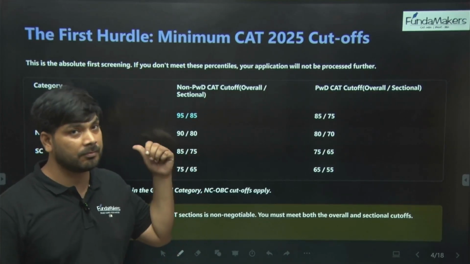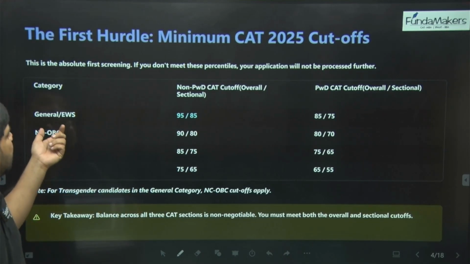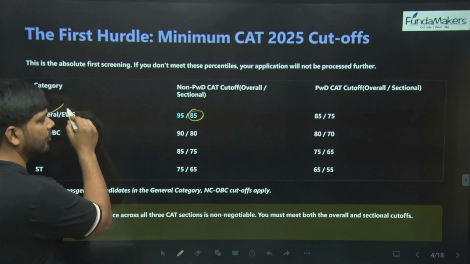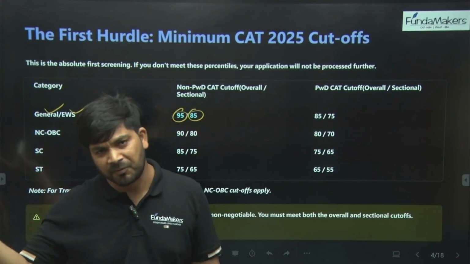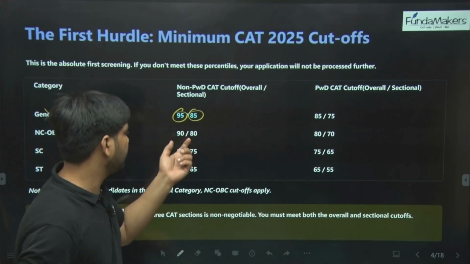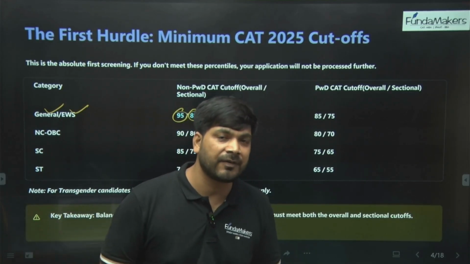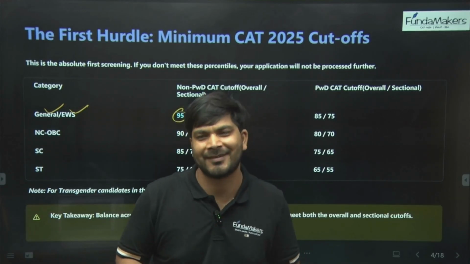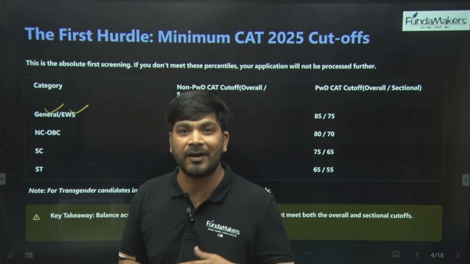So let's take a look at this table first. The CAT sectional cutoff was 85 for the general and the EWS guys, and 95 overall, right? Before that, I think this was 80 and 90. Now it is 85 and 95, which is very, very high. That means if a general category student is not getting 95 overall, IIM Ahmedabad will not even consider his application. You know, that's how it is. This is the minimum required to get a call from IIM Ahmedabad. So 95 percentile overall and 85 sectional.